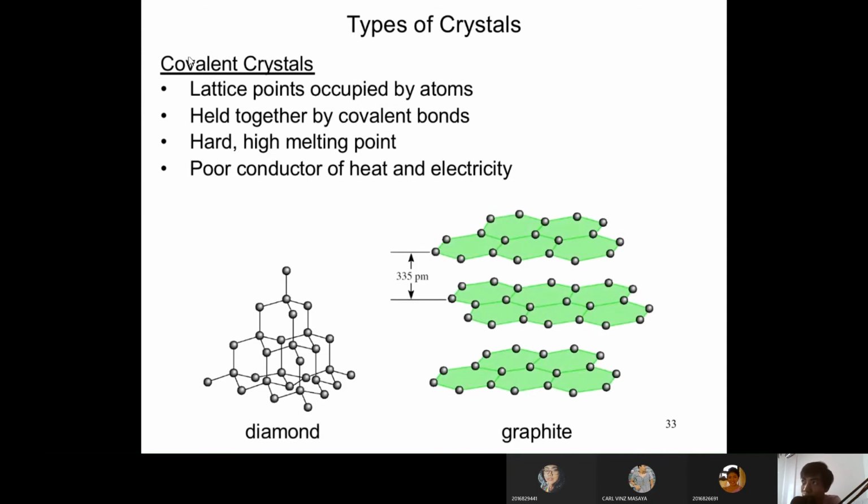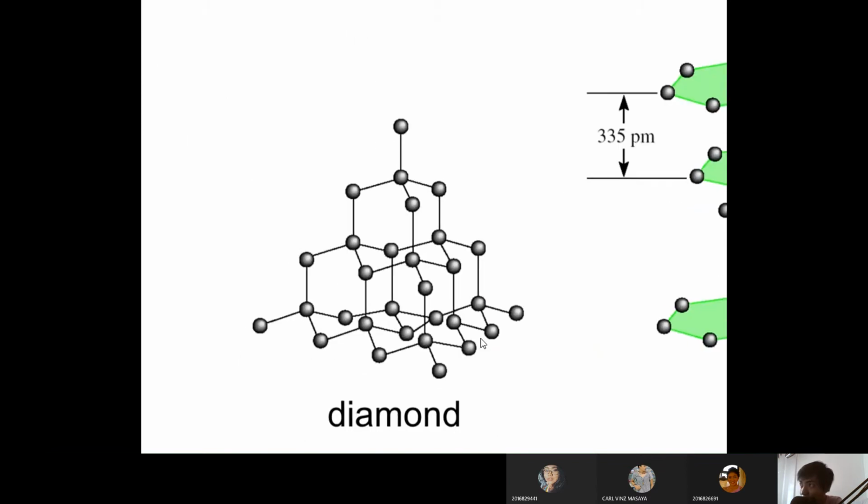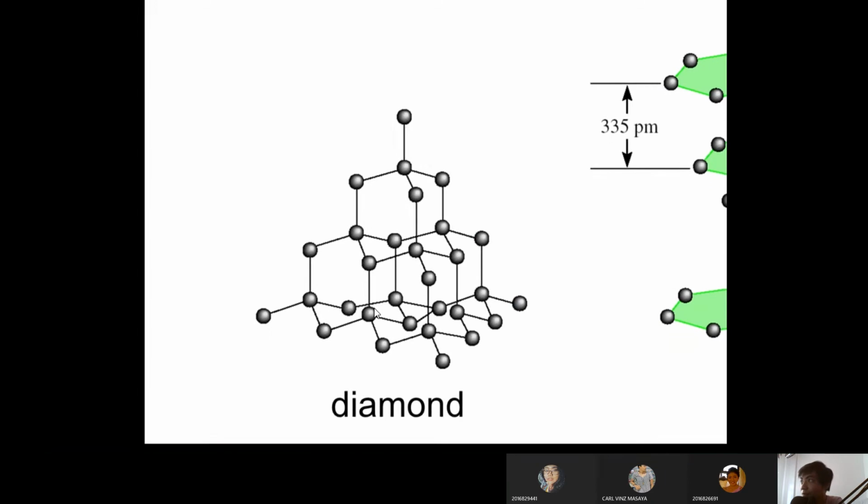So, the next type of crystalline solid ay covalent crystals. Kung kanina ions, ngayon naman ay atoms. Ano yung mga properties nila? Ganun din, matibay din. Malakas din yung kapit. Poor conductor of heat and electricity. Examples are diamond and graphite. Okay, so diamond, ano yan? Puro carbon atoms lang yan na matibay. Ito yung kanyang arrangement. Nakaganyan yung carbon sa diamond.